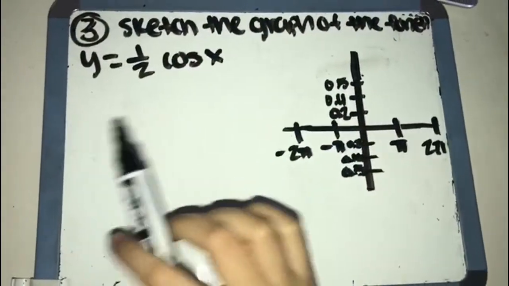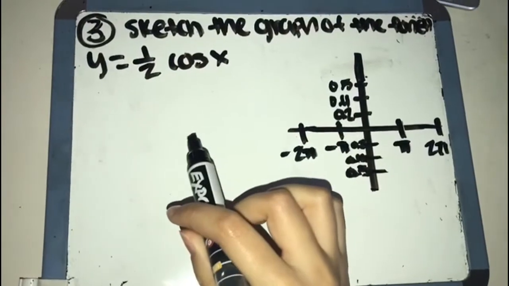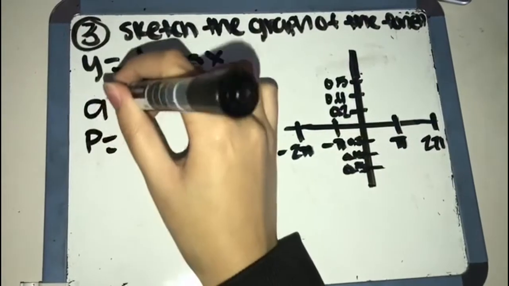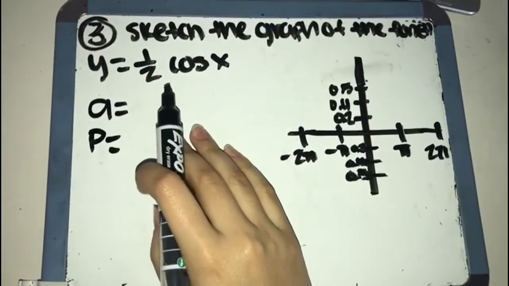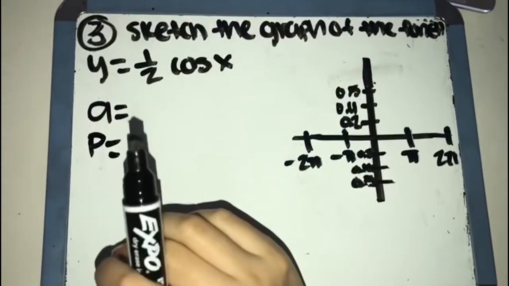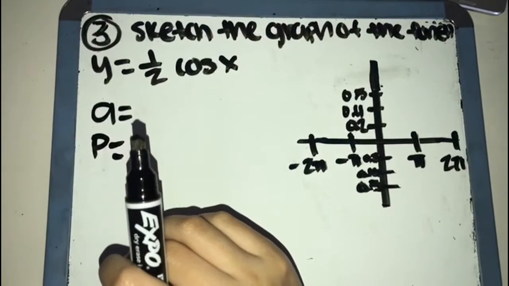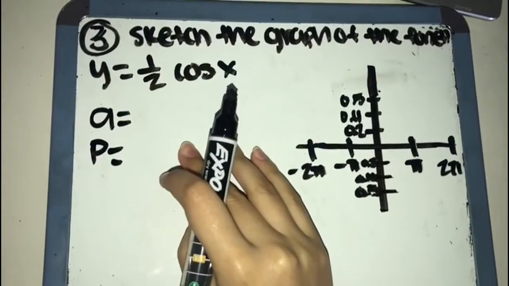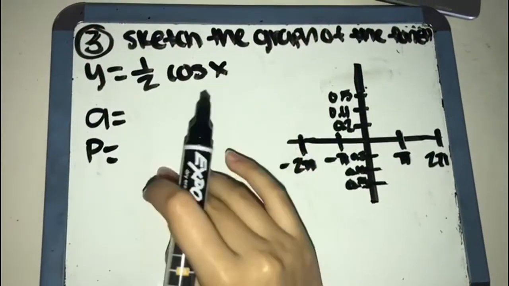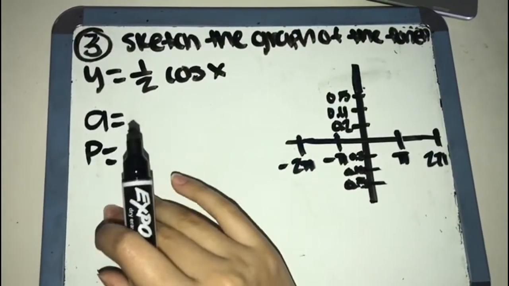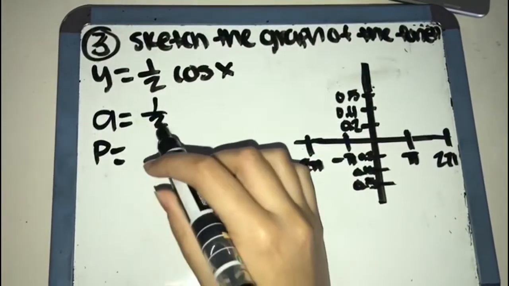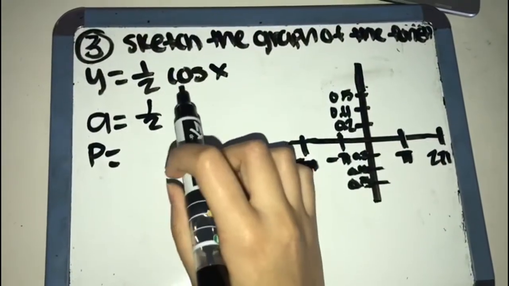So the function is y equals 1/2 cosine x. First of all, we need to do the steps. The first step is always to identify the a and the p, amplitude and period. This one we're only going to identify a and p because there's no phase shift and no vertical translation. If there was a phase shift, we would have identified it, but there's none at all. So a equals 1/2. You see, there's no negative, so it's just 1/2 cosine x.